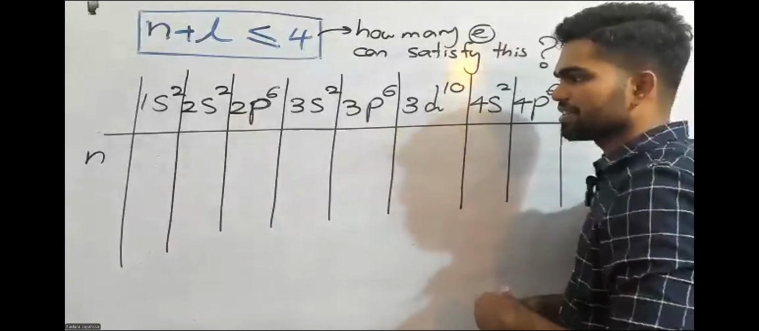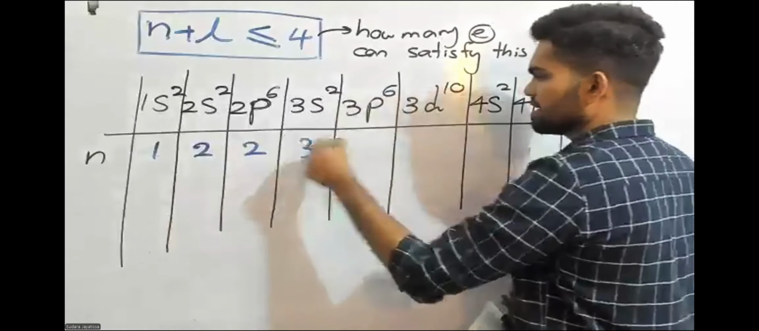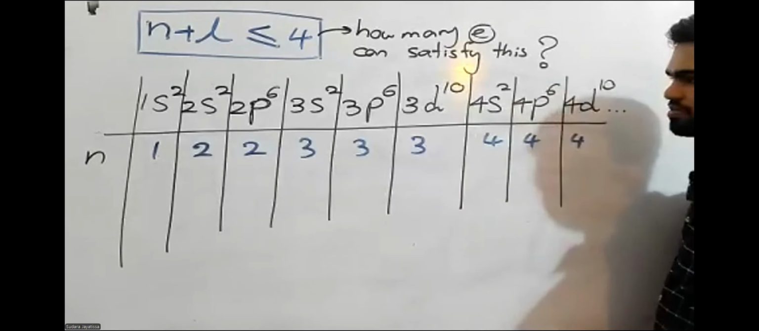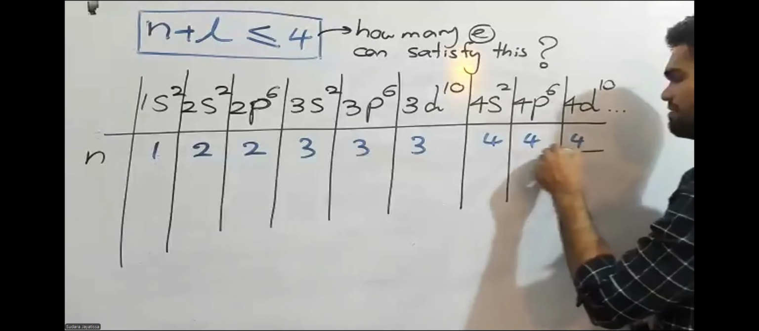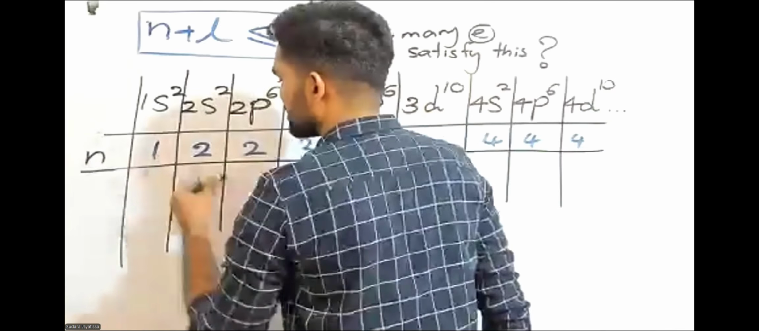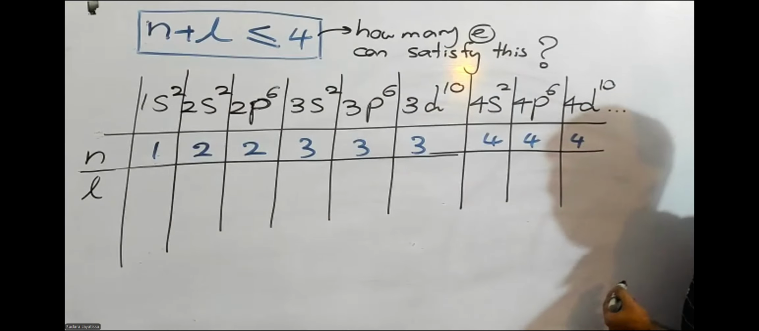It's not difficult to find. So here it is: 1, 2, 2, 3, 3, 4, here. And those are the values. Okay, and then take the L values. The L value is the azimuthal quantum number. Okay, now you need a little bit of understanding here.